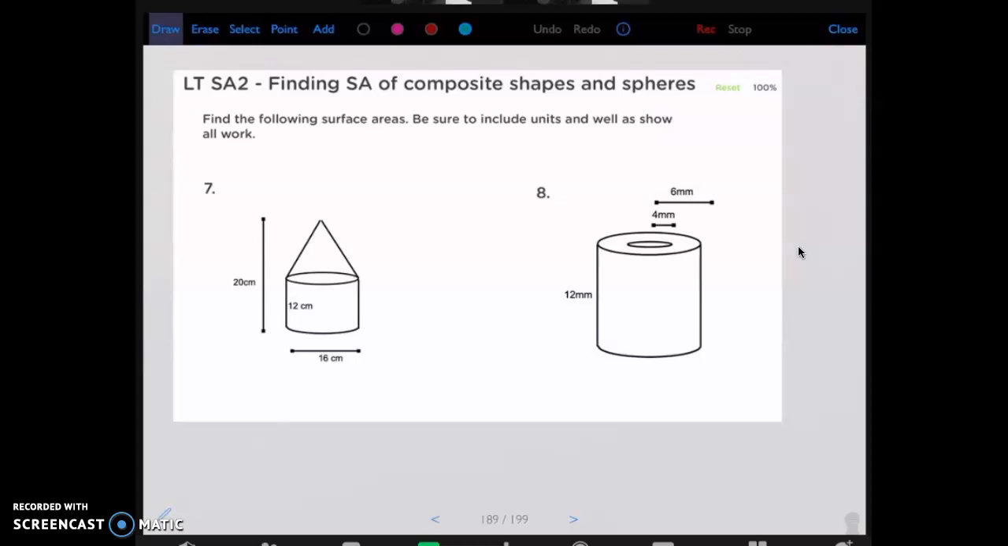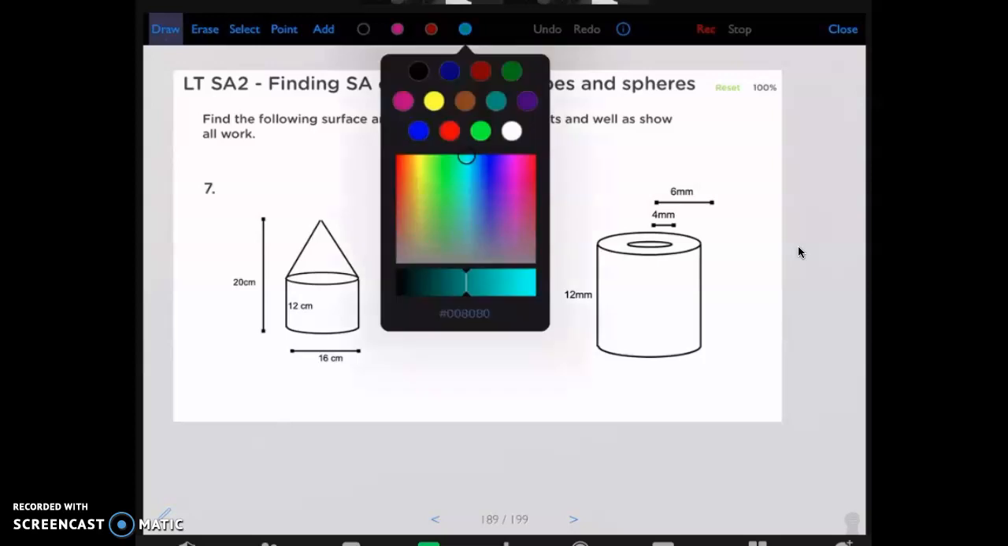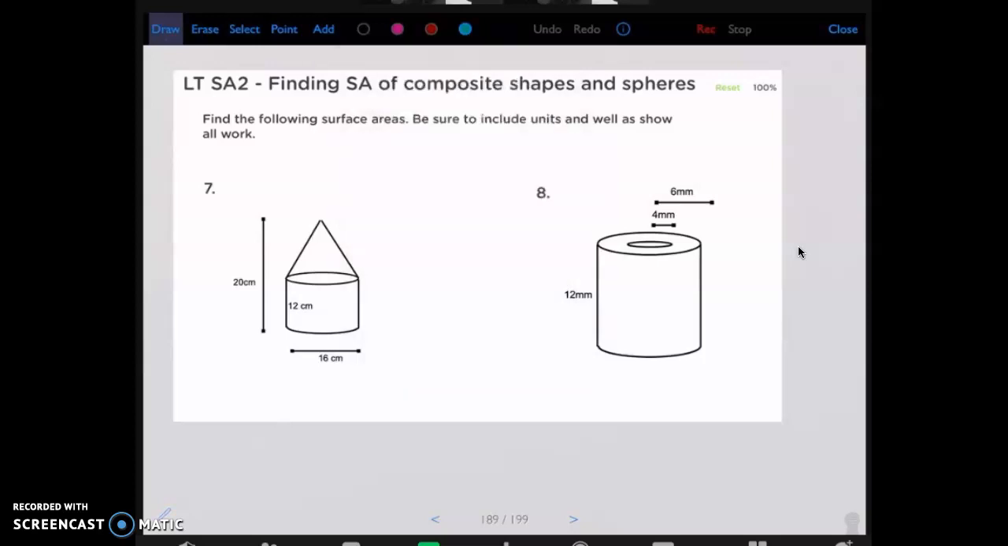All right, here we go. So again, this is surface area. Surface area is harder than volume. The surface area is going to be made up of 3 different surfaces for this one: the wraparound cone, or the lateral area of the cone, the wraparound cylinder, or the lateral area of the cylinder, and then the base of the cylinder.